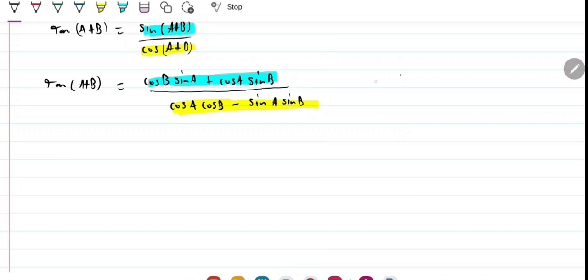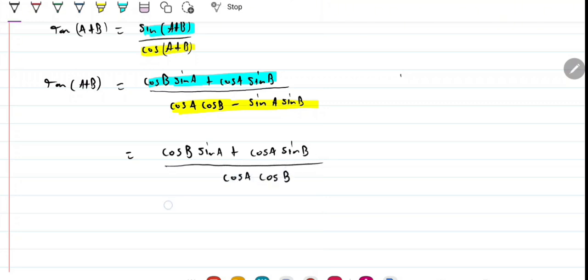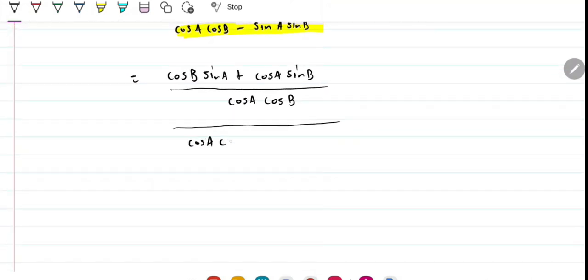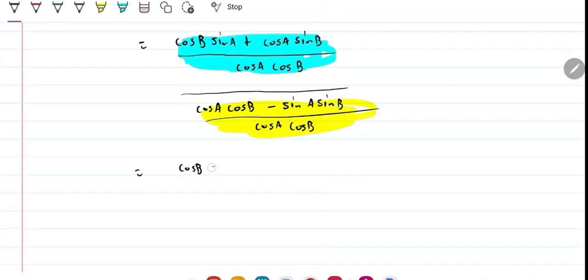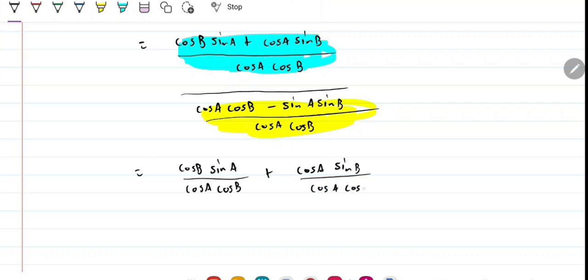Now I'm going to divide top and bottom by cos A, cos B. I'm going to divide the numerator and the denominator by cos A, cos B. So I have the cos of B times the sine of A plus the cos of A times the sine of B divided by cos A, cos B, all over cos A, cos B minus sine A, sine B all over cos A, cos B. So I'll have cos B sine A over cos A, cos B plus cos A sine B over cos A, cos B.